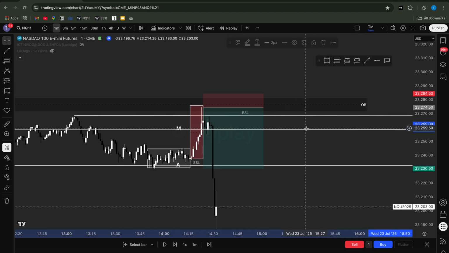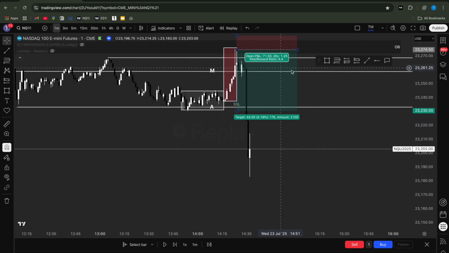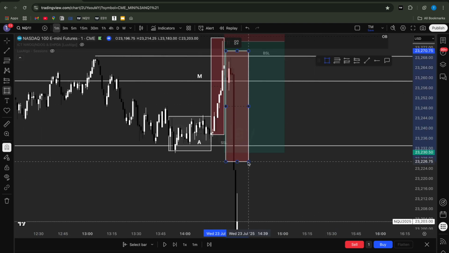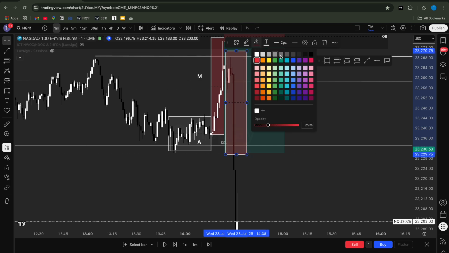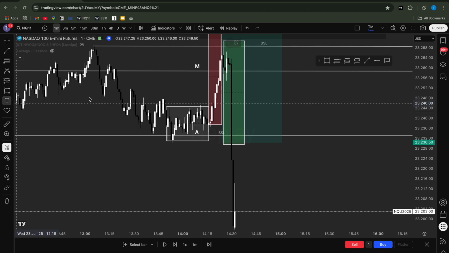Look at that. It's taken out sell side and absolutely dumped. So yeah, that's AMD, and if you couldn't tell, this is your distribution here. AMD.